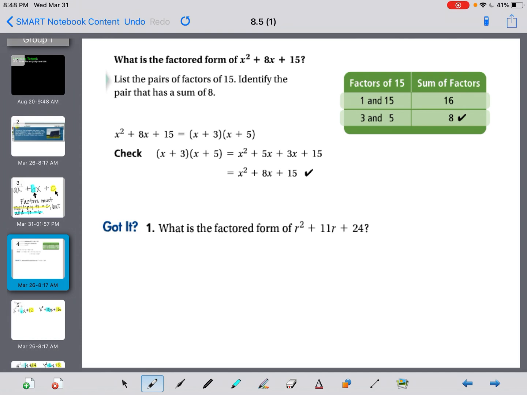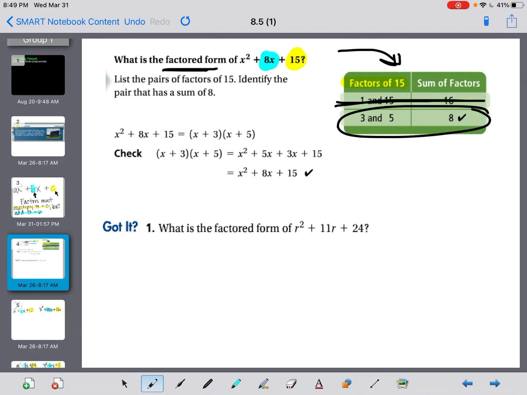Alright, so if they give you x squared plus 8x plus 15 and they ask you for the factored form of that, that means they want you to break it down into two binomials. So we need to find out what the two factors are that would multiply to be 15, but add to be 8. Over here, they start listing factors of 15: 1 times 15 and 3 times 5. Since those are the only two, we check to see if they add to be 8. 1 plus 15 does not give us 8, so that's not going to work. But 3 plus 5 does give us 8, so that's what we're going to need.